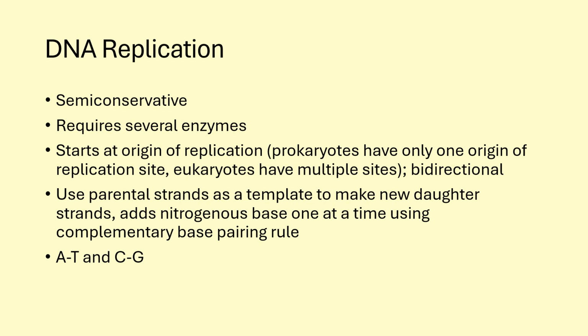You're going to use those parental strands as a template in making the new strands, which we refer to as daughter strands. How are you going to make it? You're going to have that backbone being made, and you're going to add 1 nitrogenous base at a time, and you're going to use what's known as the complementary base pairing rule. That's how you know what base to add for the new strand. And what does that mean? Remember, A always binds with T, C always binds with G. So wherever you see an A, you're going to put a T. Where you see a T, you put an A. If you see a G, you put a C. If you see a C, you put a G.